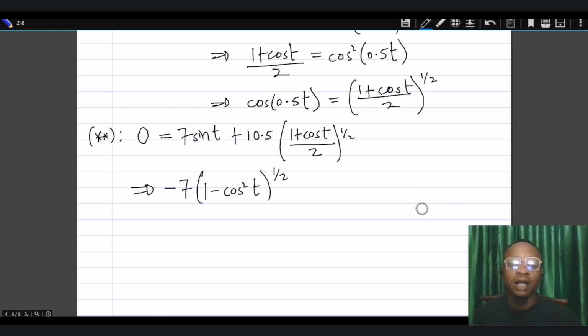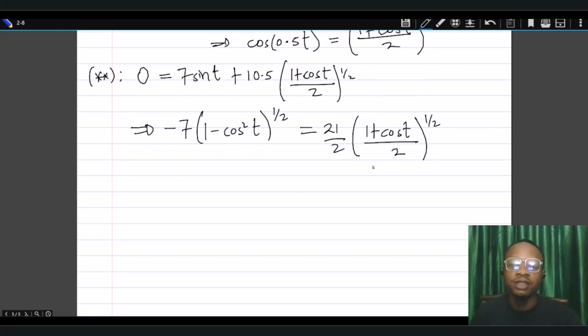So we are done with that part. Then we'll have this to be 10.5. 10.5 is 21 over 2. I just want to have something to cancel on both sides. So this is going to be 1 plus cos t divided by 2, then to the power of 1 over 2.